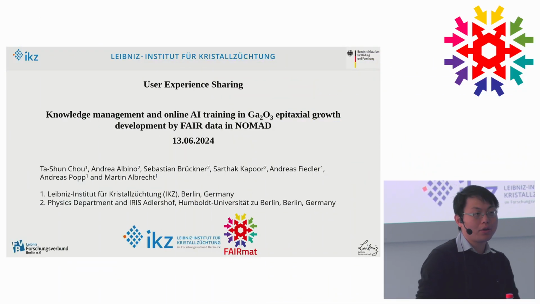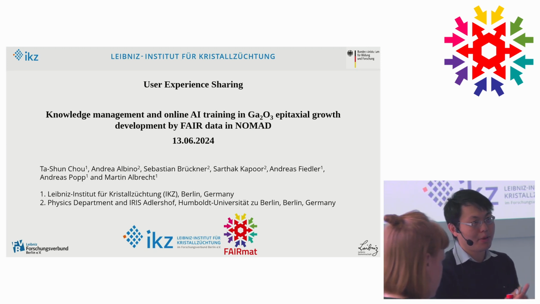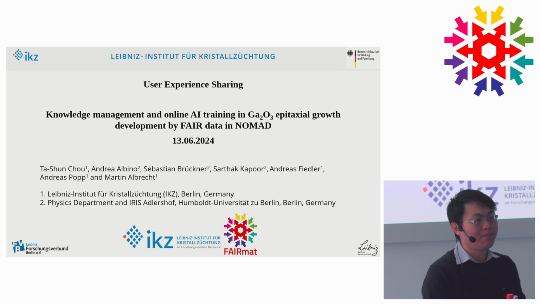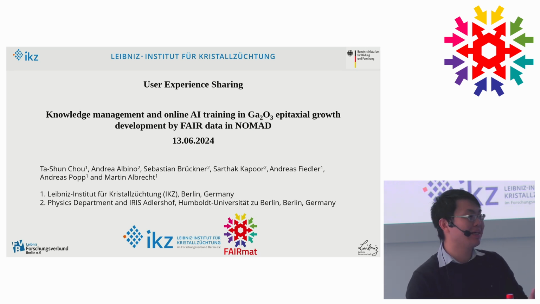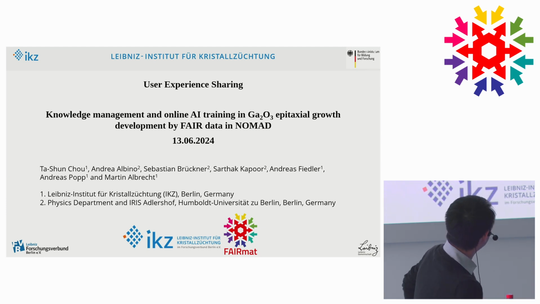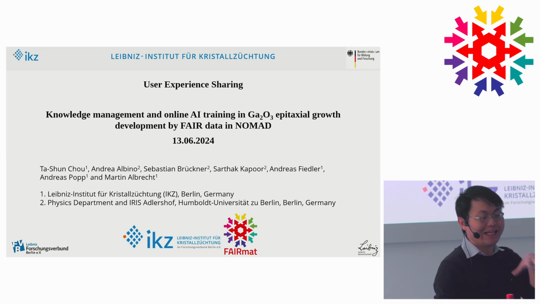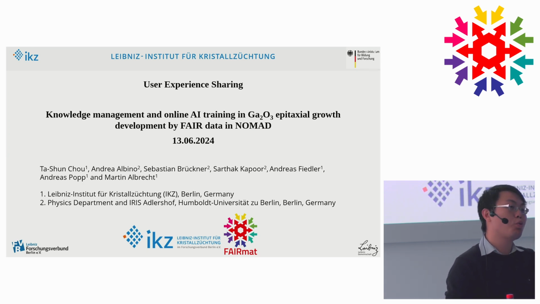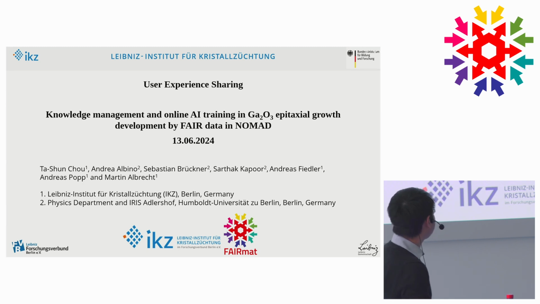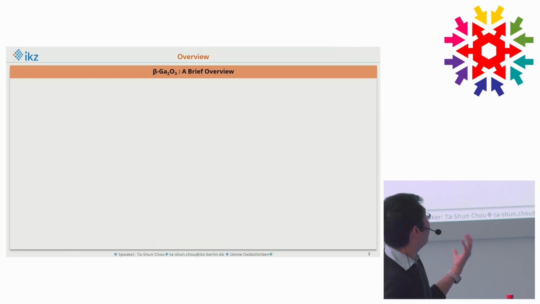So today I'm going to share some of my user experiences in the past 1.5 years, of how we use the NOMAD system to manage all the data generated by the MOCVD system when we want to develop the gallium oxide thin film process. So before we dive into how we manage the data, I will give a little bit of overview about what we are doing with gallium oxide. So you have a chance to know how complicated our daily life is and how NOMAD can help us to make our life easier. So just a very quick overview, what is beta-gallium oxide?